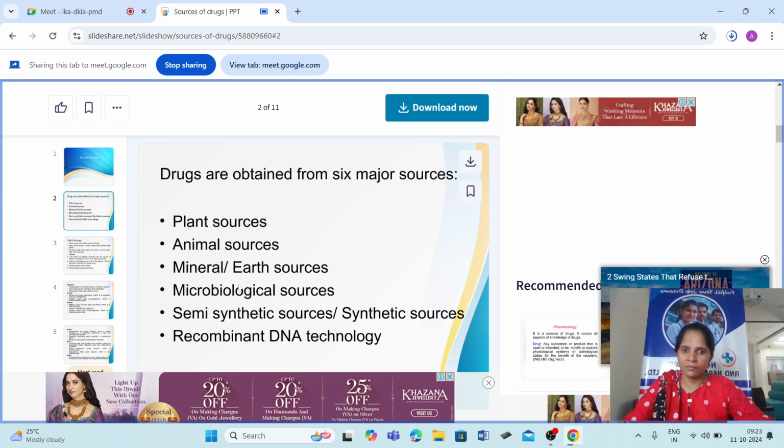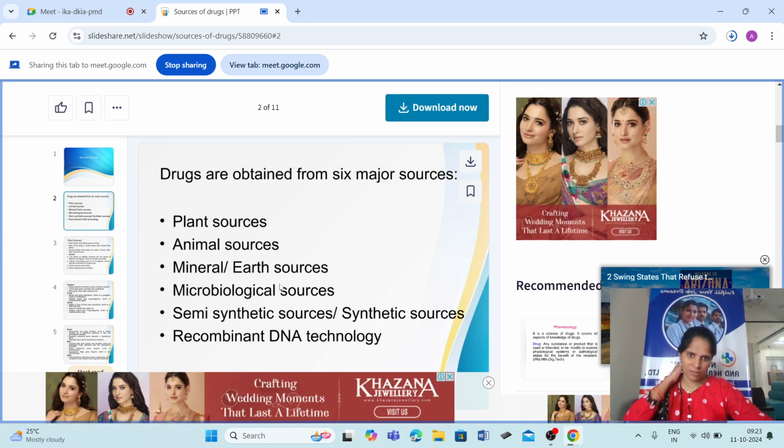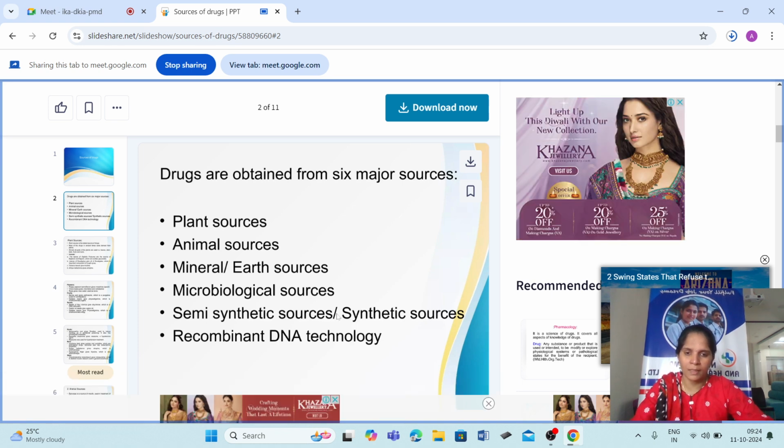Okay. So we have six sources of drugs. These are the six major sources of drugs. One is plant source, animal source, mineral source, and microbiological sources, in the sense that you will be getting the drugs from microorganisms. And we even have semi-synthetic or synthetic sources. Semi-synthetic means 50% you get from the natural way and 50% comes from the addition of other chemicals or man-made things. Coming to synthetic, it is completely artificial. We don't have any natural methods.